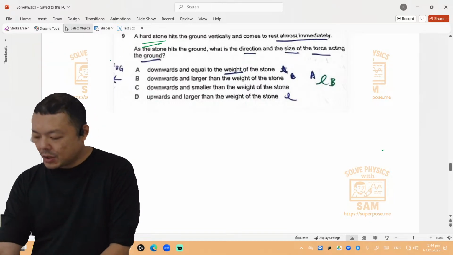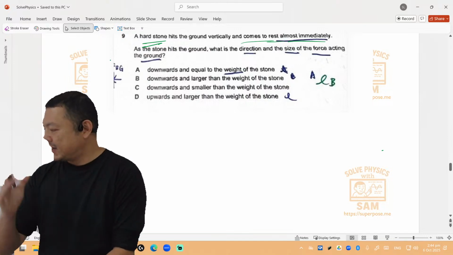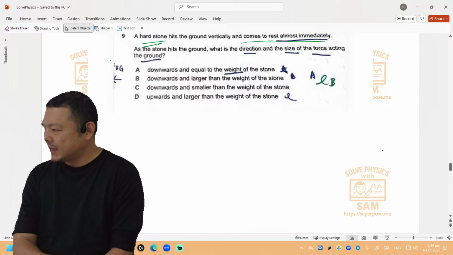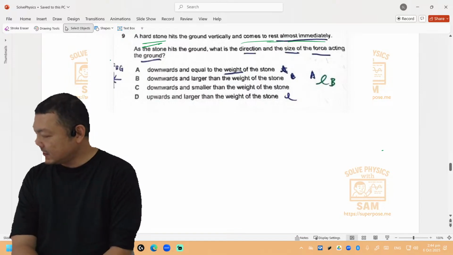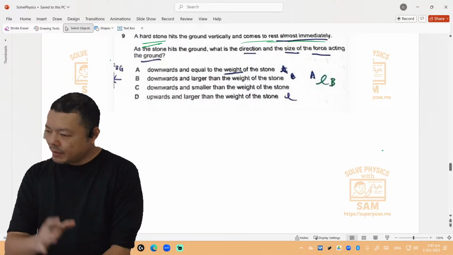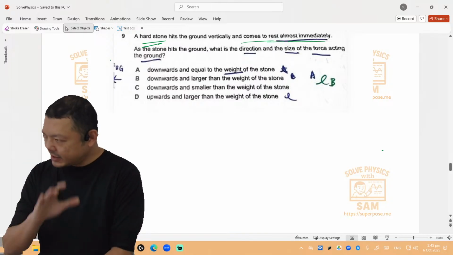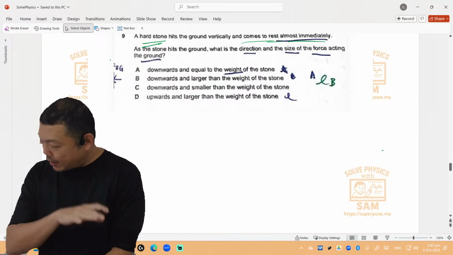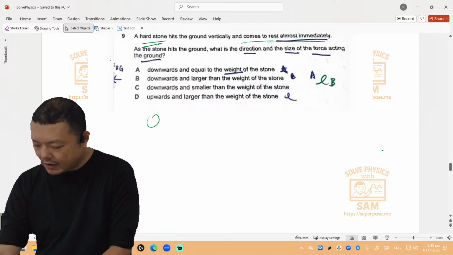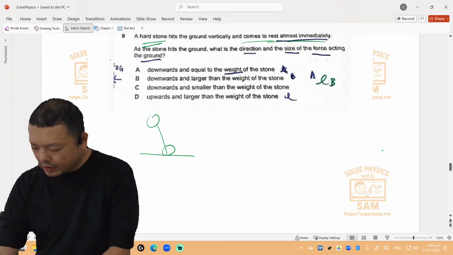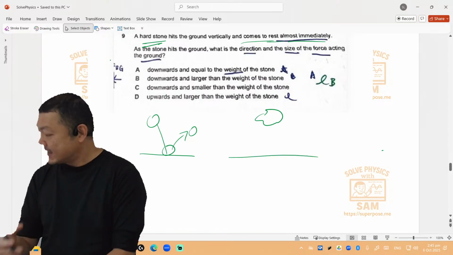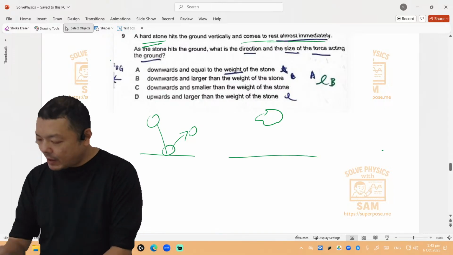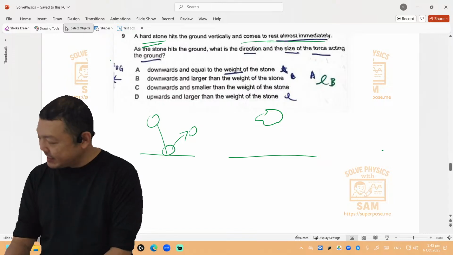Why would a hard stone hit the ground and come to rest immediately? Like, how come it didn't bounce? Okay, hey, before that, the question is, why doesn't it bounce? There's a difference. If you drop a basketball on the floor, it'll bounce. Now we are dropping a hard stone on the floor. Why doesn't it bounce?